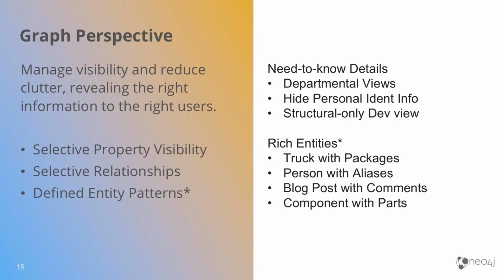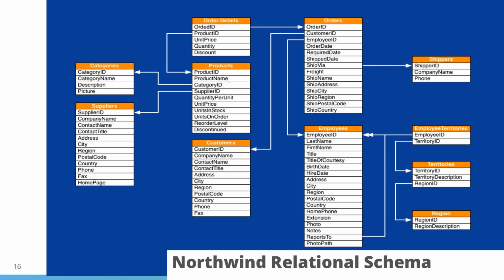So let's talk a little bit about graph perspective. What is the graph perspective? Like I said earlier, it's about business views of your data. Different people may want to see the graph in different ways. So the perspective allows you to manage that visibility and reduce clutter. Somebody might be responsible for creating these perspectives, and the definition of the perspective might be to selectively make certain properties visible, or certain relationships, or have category mapping to different labels, right?